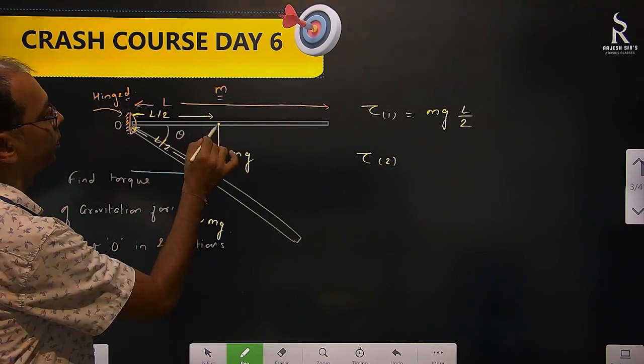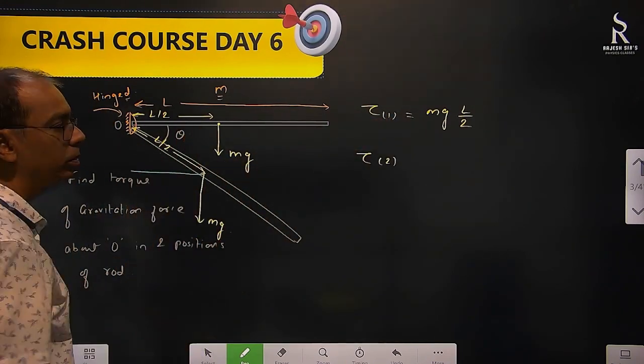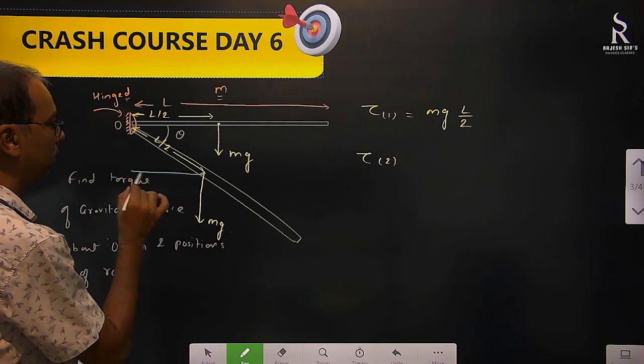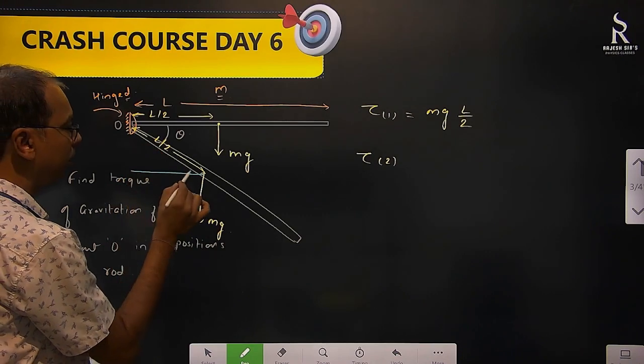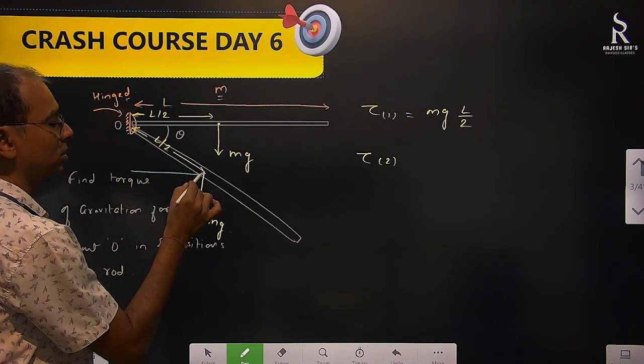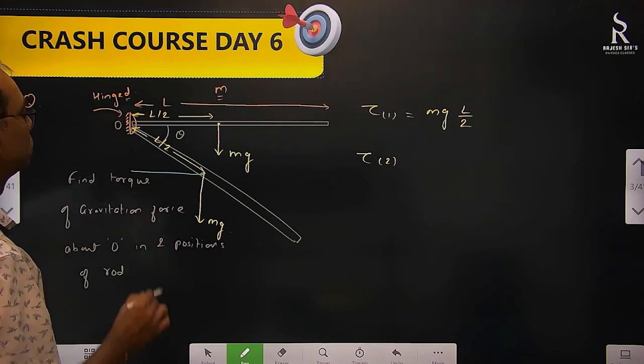Here L by 2 was perpendicular, so I wrote mg L by 2. But here, this L by 2 is not perpendicular. I require this. From the point of suspension, what is the perpendicular distance at which the force is acting? That is only R. So what is this now?